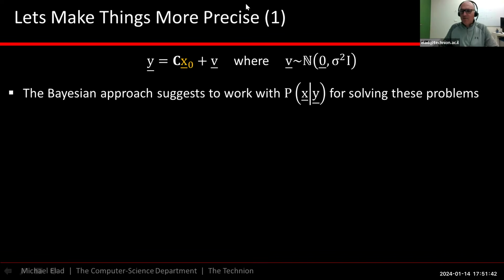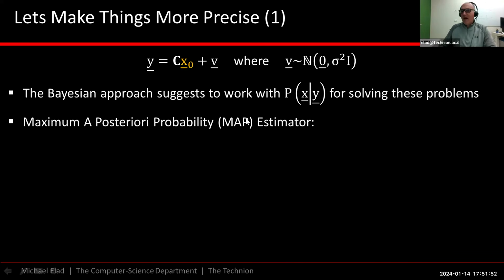And now if by some miracle you have this posterior distribution, P of x given y, here is what you could do. For example, using the Bayesian approach, you could do the MAP. You could actually say, give me the x with the maximal probability, given y. Given the measurements y, what is the x that has the highest probability of explaining y? It makes a lot of sense to use this. This is the MAP.